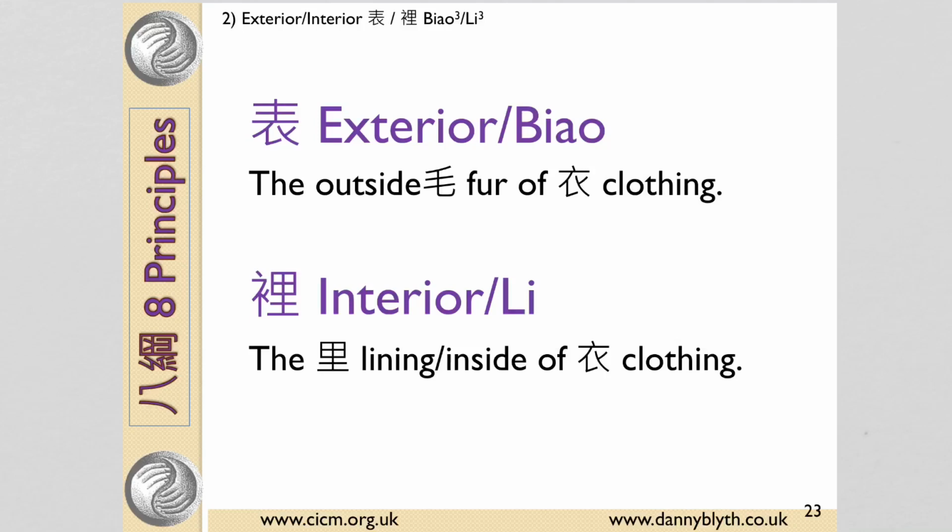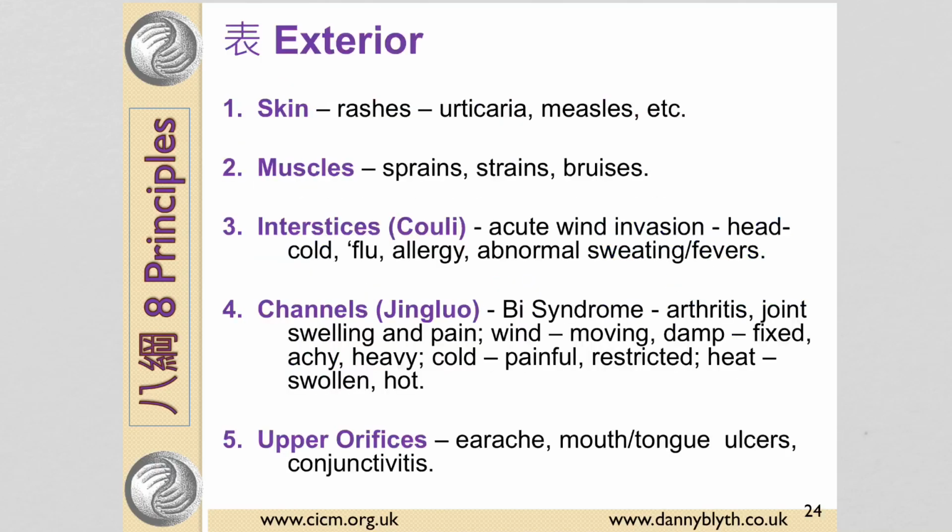Exterior and interior, Biao and Li. The characters show the outside of a coat and the inside or lining of a coat. So notice, just like with the same mountain, we have the same coat but a different aspect of it. Exterior represents the skin, so we see acute rashes like urticaria or measles. A lot of chronic rashes come from the interior. The exterior is the muscles, so we see sprains, strains, bruises as being on the exterior.